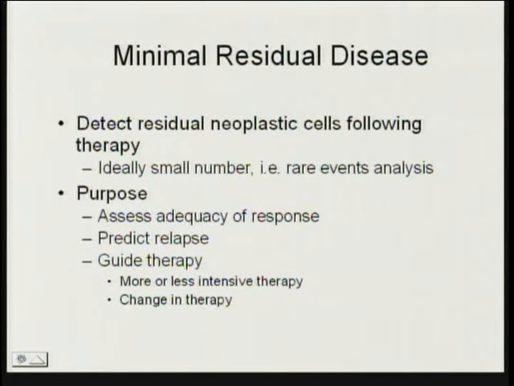So the idea behind this technique is to detect residual neoplastic cells after therapy, which hopefully will be small in number and therefore constitutes a type of rare event analysis. The purpose here is to assess adequacy of response, to predict relapse, and to help guide therapy, either to change therapy, to give more aggressive therapy, or the like. The strategy really is no different than what we would do for the diagnosis of hematopoietic neoplasms at the beginning. The only difference is that the level of this neoplasm is now present at a much smaller level, and so one needs to pay much more attention to technical details, in particular related to the performance characteristics of the instrument, of the reagents, and the way in which one analyzes data.